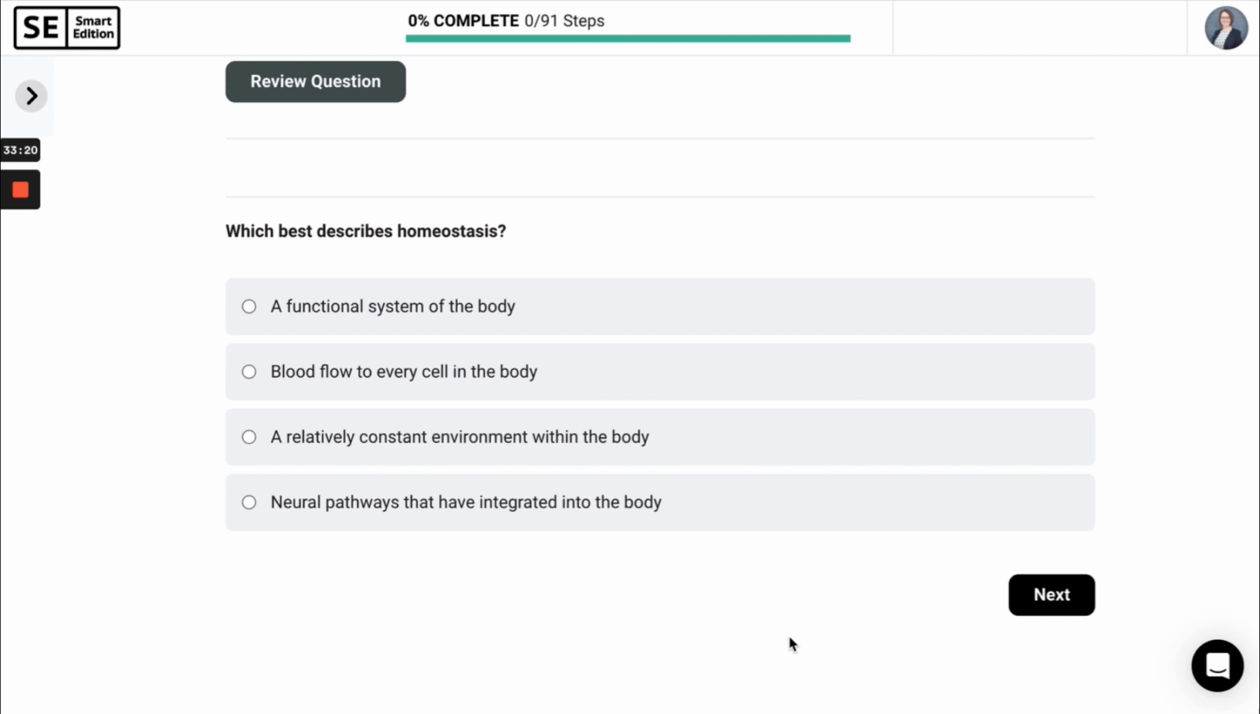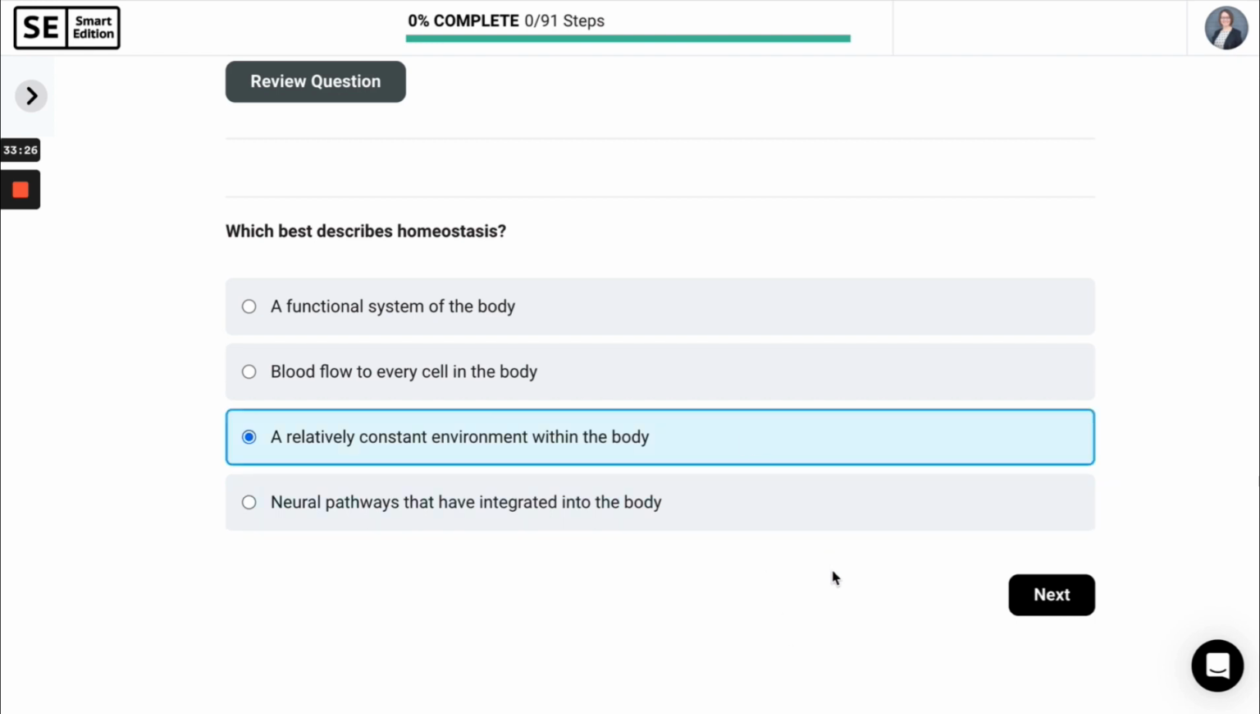So remember, homeostasis, think steady or consistent. So homeostasis is a relatively consistent environment within the body. And again, examples of this would be thermoregulation, regulating your body temperature, maintaining blood sugar, or maintaining blood pressure.